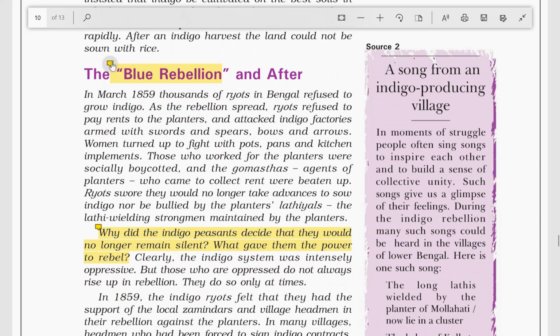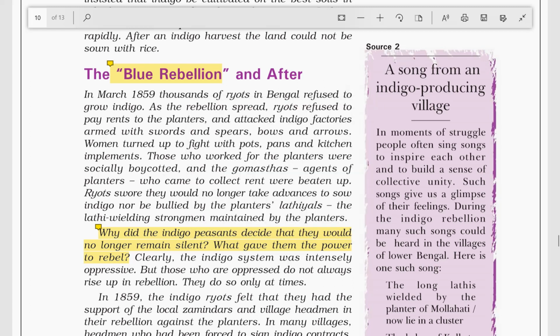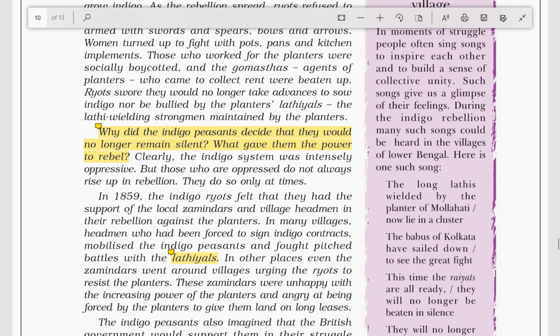Now, the Blue Rebellion was a peasants' uprising of indigo farmers against indigo cultivation. It started in March 1859 in Bengal. Thus, the Blue Rebellion started in Bengal. So how did the Blue Rebellion start? It was against indigo cultivation. The peasants refused to cultivate indigo.